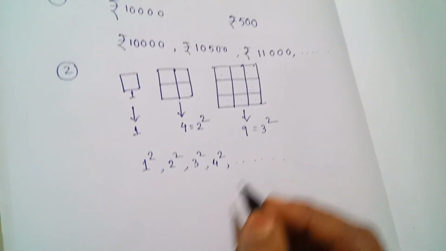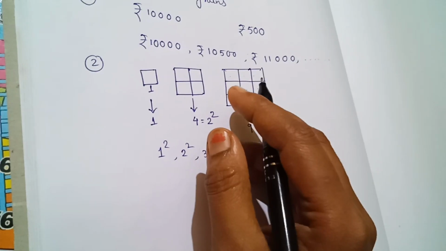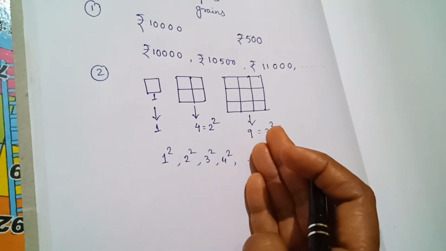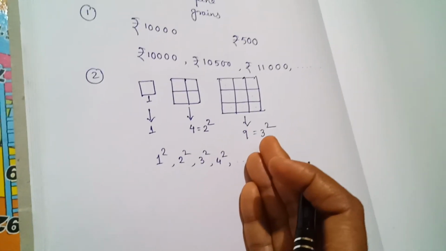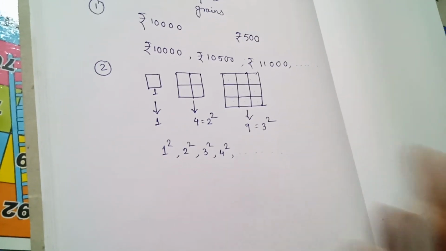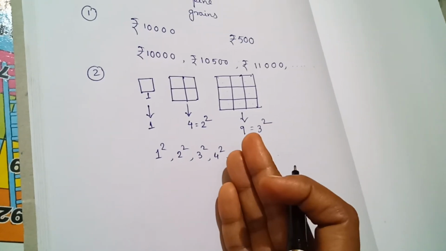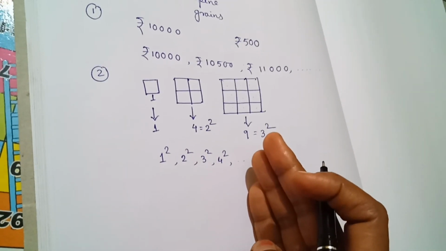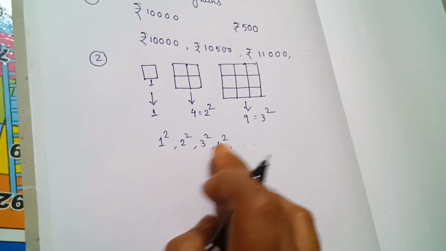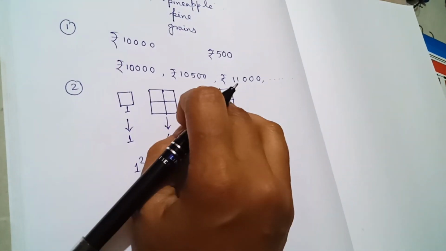Okay. So in this chapter we will discuss one of these patterns in which the succeeding term, that means the next term, is obtained by adding a fixed number to the preceding term. Means the next term we will get by adding a fixed number to the previous term. Not for this, but actually for this.